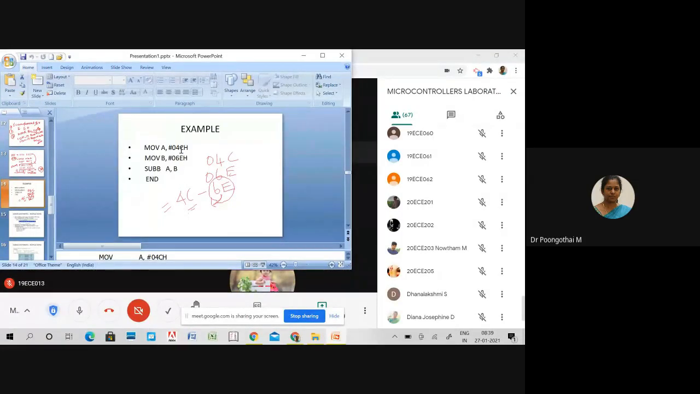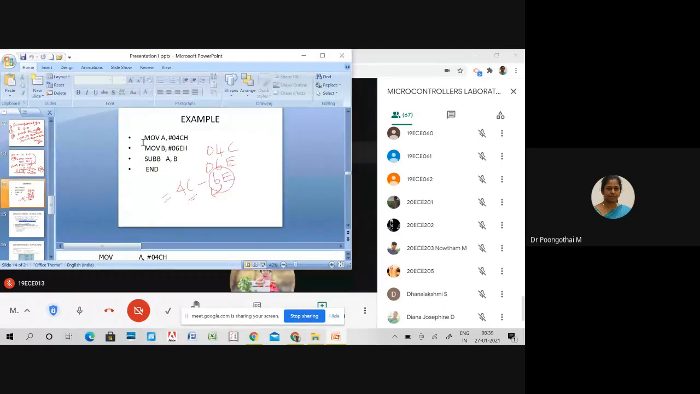So here your accumulator is loaded with 4C and B is loaded with 6B, and this subtract instruction is used to subtract the B register content from the accumulator. After subtraction, the result will be held by the accumulator. Here your accumulator holds the smaller number and B register holds the larger number, so it's subtracting a larger number from the smaller. Okay, so we'll execute this.